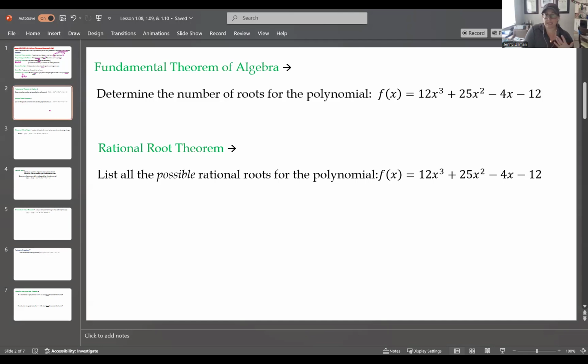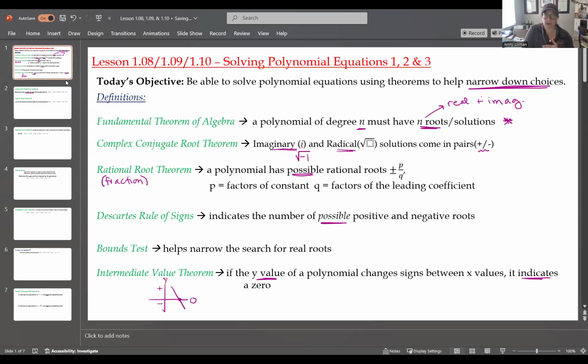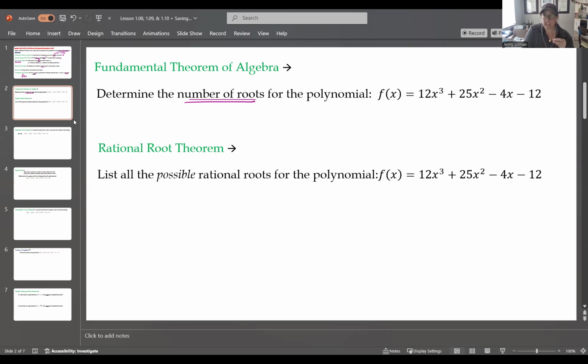Okay, so the first thing is that fundamental theorem. So we want to determine the number of roots, which means the number of answers we will have when we finish. To do this, all you have to do, I'm going to do a lot of back and forth, is remember it says the degree. The degree is the largest exponent. So as a reminder, when I say the word degree, we are talking about the largest exponent. So I look through and I carefully see the largest exponent is 3.